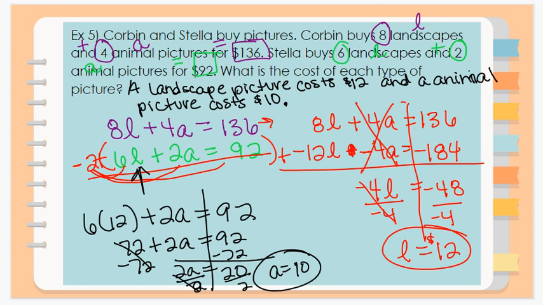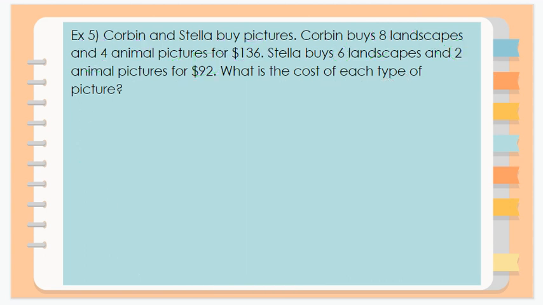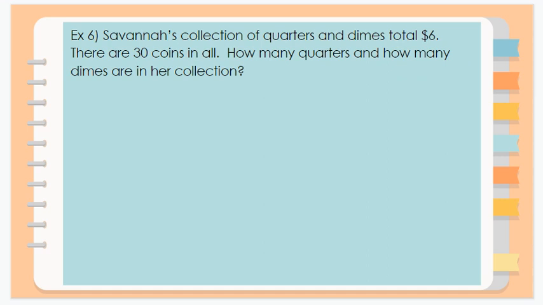All right, let's do one more. Number 6. Savannah's collection of quarters and dimes totals $6. There are 30 coins in all. How many quarters and how many dimes are in her collection?